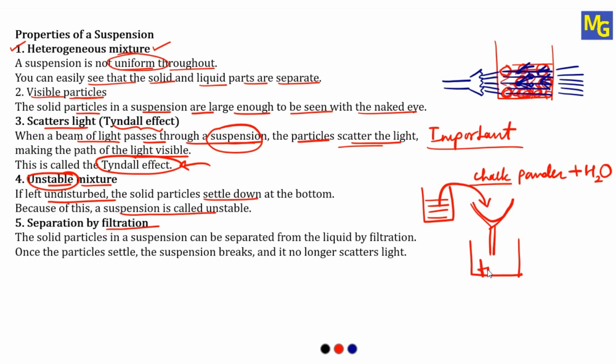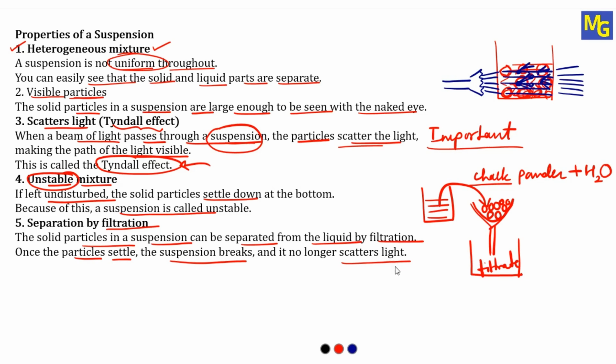The filtrate will come down into the beaker, and the bigger particles of chalk powder or the rice flour will remain on the filter paper. So the meaning is we can easily separate the chalk powder or the rice flour from this suspension. And this is called, we can separate the suspension by using the filtration method. So the solid particles in the suspension can be separated from liquid by filtration. Once the particles settle, the suspension breaks and it no longer scatters the light.